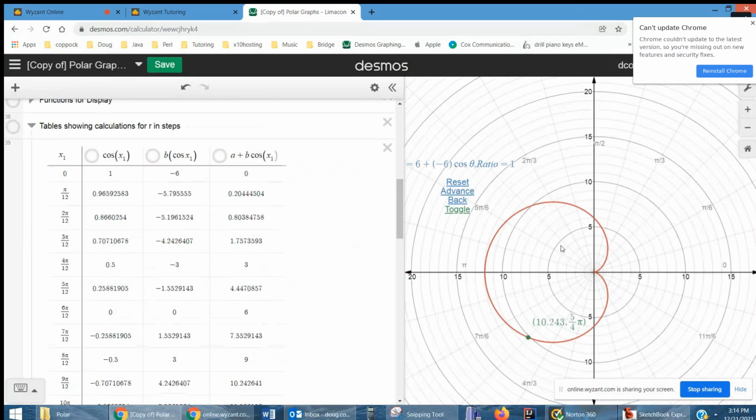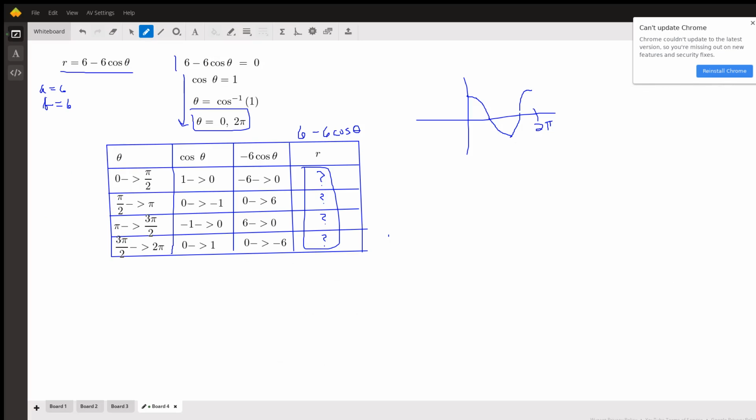Okay, so I'll include the link to this Desmos graph as part of the solution. There you go. Hope that gave you some idea as to what's going on when you graph limacons.